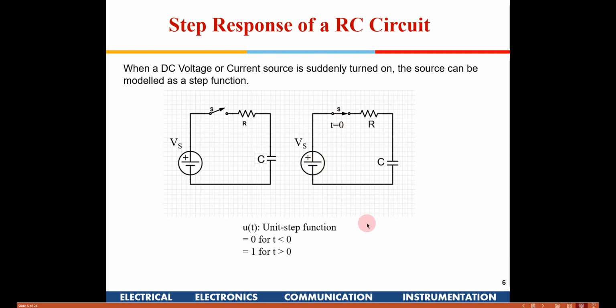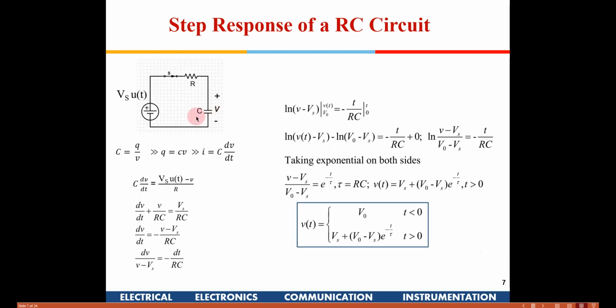Okay. Now we have modeled it like this, Vs into u(t). We have R, we have C. Last time we saw a derivation, but in the last class we considered that the capacitor is not charged, and there is zero charge in the capacitor. But that is a specific case. So let's take a generalized case.